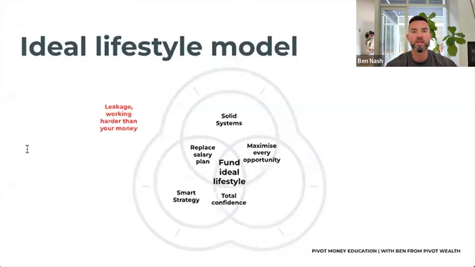If you don't get this right, then you end up with a whole bunch of leakage, and you end up working way harder than your money is working. And the goal is that you want your money working at least as hard as you are, if not ideally harder than you are. So that's what we want to avoid. And then the third element is about having expert support. So when you combine that with good systems, that's what allows you to maximize every opportunity. It's also what gives you the confidence when you combine it with a smart strategy. And so obviously we're a little bit biased in being in this space, but particularly if you're going into entity structuring and complex tax planning, you want to make sure that you've got the right support in your corner so that you're getting the right results there as well.